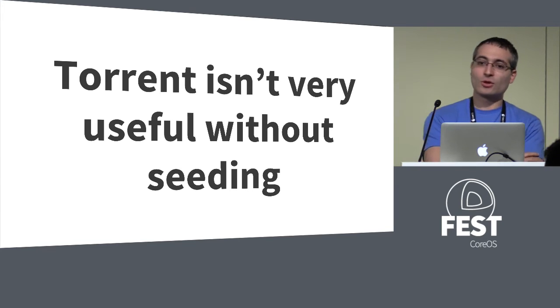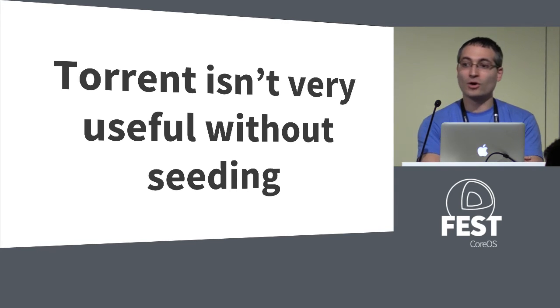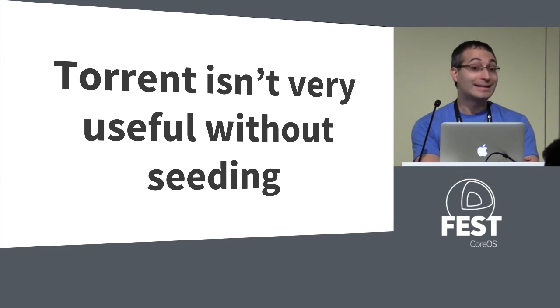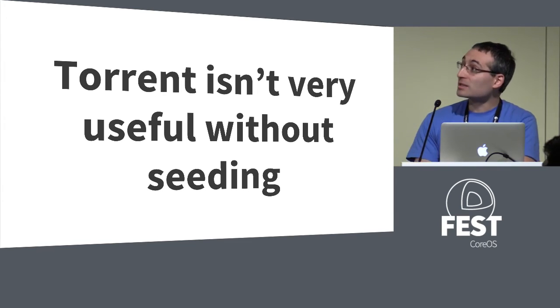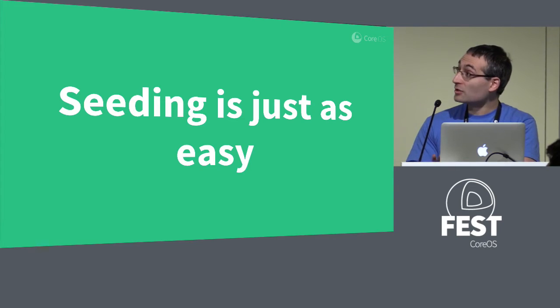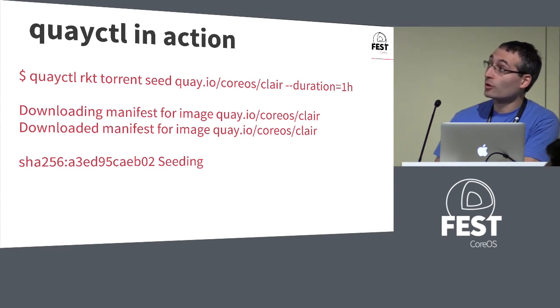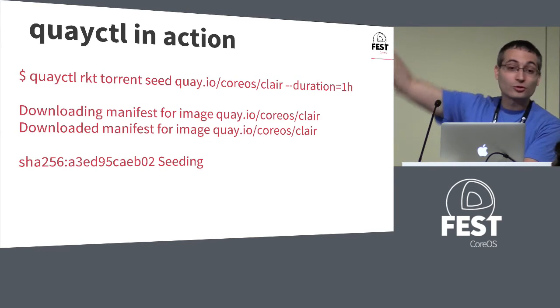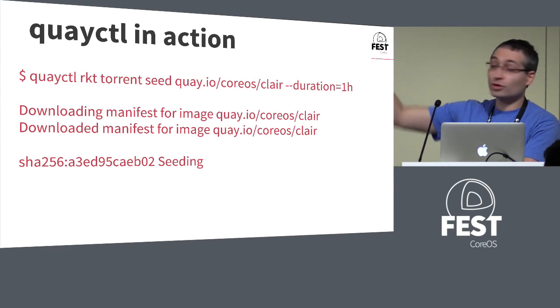We have it designed so that when you're in the middle of a pull, the system will automatically seed, but pulls should ideally, under this system, be very fast. So we had to make seeding just as easy. And to do that, all you do is replace pull with seed. You give it an optional duration, and at which point it'll terminate automatically.